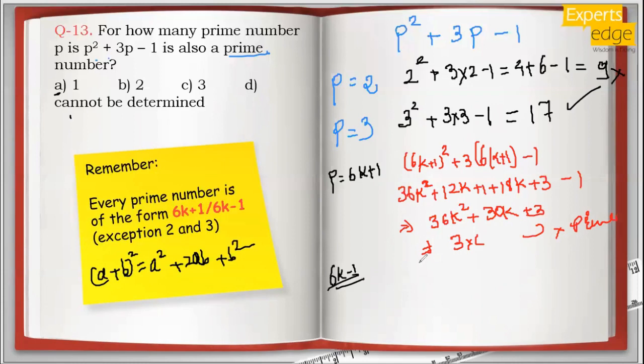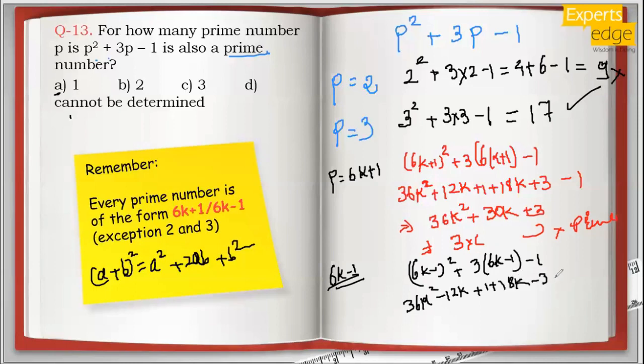It will be 6k minus 1 whole square plus 3 into 6k minus 1 minus 1. So basically 36k square minus 12k plus 1 plus 18k minus 3 plus 1. So the final expression is 36k square plus 6k. This is minus 1, right? 1 will get cancelled out, minus 3. So again you can take 3 common out. So again from this case also we will not get any prime number. So for sure my answer is 1.